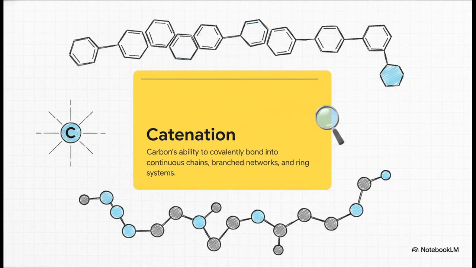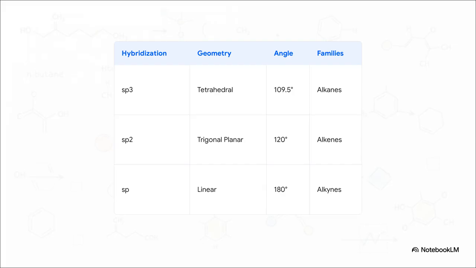This is its unique ability to link up with itself to form these endless, highly stable molecular architectures. We're talking everything from long linear chains to massively complex intersecting rings. Now, to form these stable 3D shapes, carbon does something absolutely brilliant: orbital hybridization. It literally mixes its spherical s orbitals and dumbbell-shaped p orbitals to create brand new identical hybrid orbitals. And the geometric outcomes here are highly predictable.